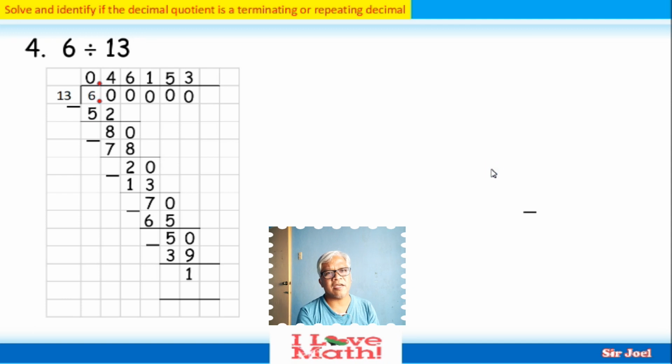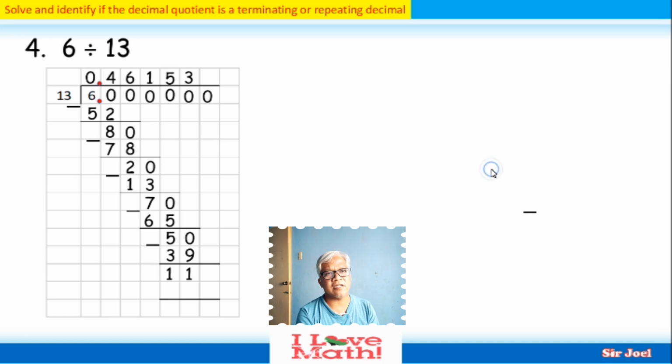So 0 minus 9 cannot be, borrow 10 from 5 tenths. So it is now 10 minus 9, which is 1. And then 4 minus 3 is 1. So it is 11. Ibig sabihin, 50 minus 39 is 11.